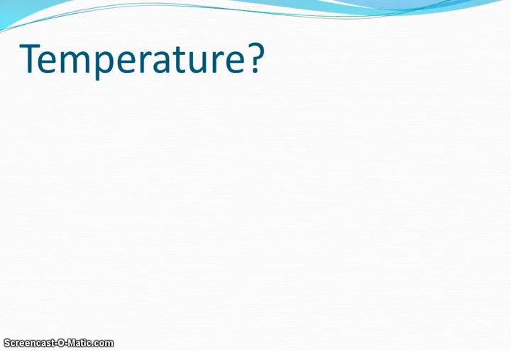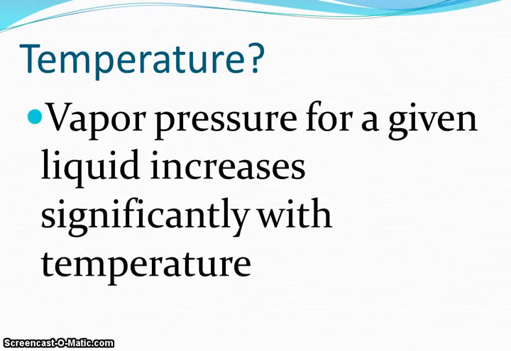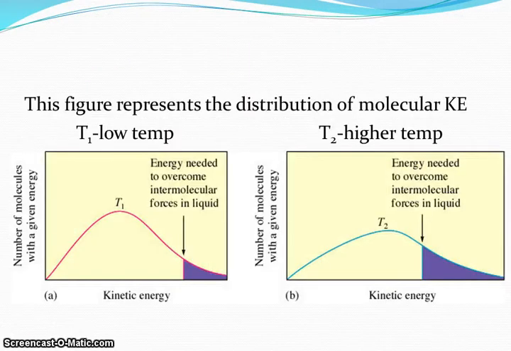Now we want to talk about how temperature affects vapor pressures. And vapor pressure for a given liquid increases significantly with temperature. So we want to talk a little bit about why, and again we're going to graphically represent that. So what we have here are two figures that represent the distribution of molecular kinetic energy in a particular sample.